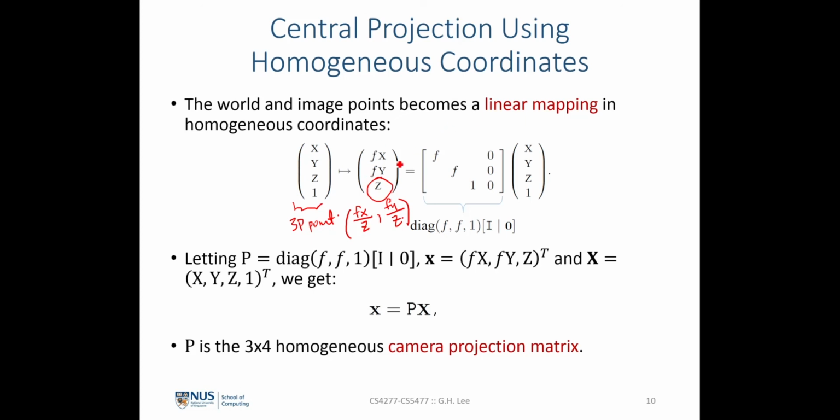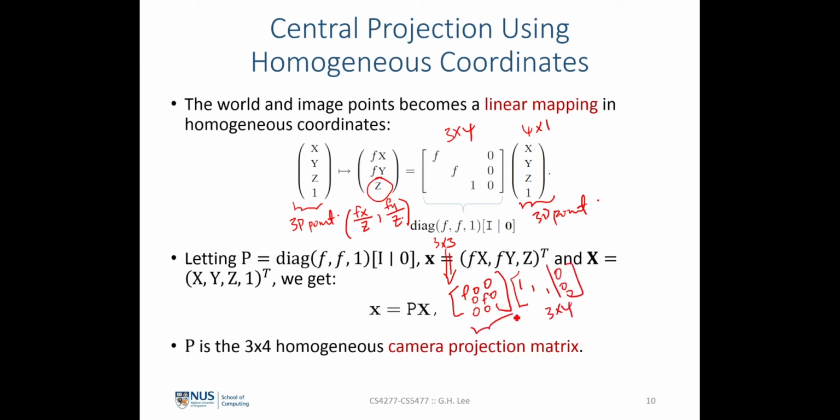We can factorize these terms, the homogeneous coordinate f x, f y, and z, into a 3x4 matrix multiplied by the 4x1 vector, which represents the 3D point. This 3x4 matrix can be further simplified because it's a diagonal matrix which consists of f, the focal length, as well as 1. We can further factorize this into a 3x3 matrix which consists of diagonal entries of f. So this matrix here is equal to f, 0, 0, 0, f, 0, 0, 0, 1, and then multiplied by an identity matrix, 1, 1, 1, followed by all zeros here. So this guy here is 3x4, and this guy here is a 3x3 matrix. If you multiply these two matrices together, this is the matrix that you will end up with.